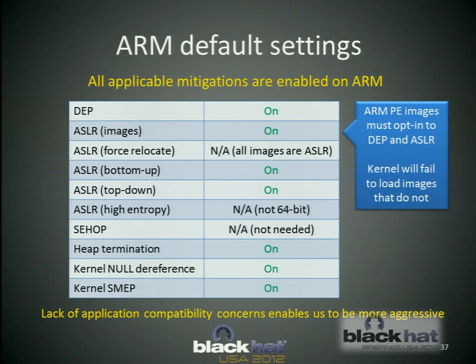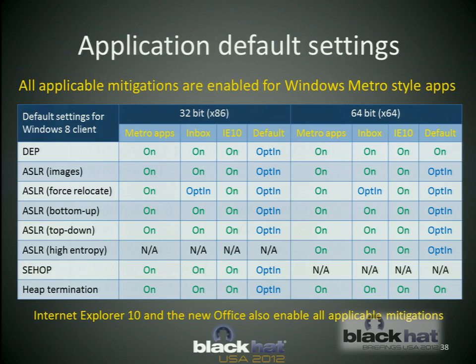So in particular, if you tried to load a PE image on ARM that didn't opt in to DEP or ASLR, it didn't have those flags set in the PE image, the kernel will actually fail to load the image. So this is something noteworthy, where by virtue of the fact that we're now supporting ARM, we had an opportunity to take advantage of that and be really aggressive in terms of how we turned on mitigations for that platform.